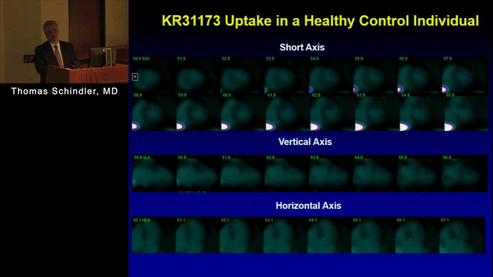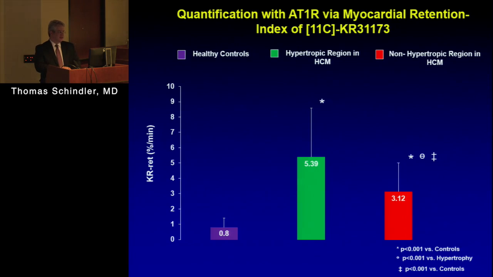And then you see a control person, lean, normal, without any risk factors, and you see there's hardly any uptake. But again, high uptake in the liver. So that's a negative control. And when you do a group analysis, you see healthy controls have mild expression of AT1, 0.8% per minute. And then in the hypertrophic region, sorry, it's 5.3. And then in the remote, it's 3.12, but still higher than in healthy controls.